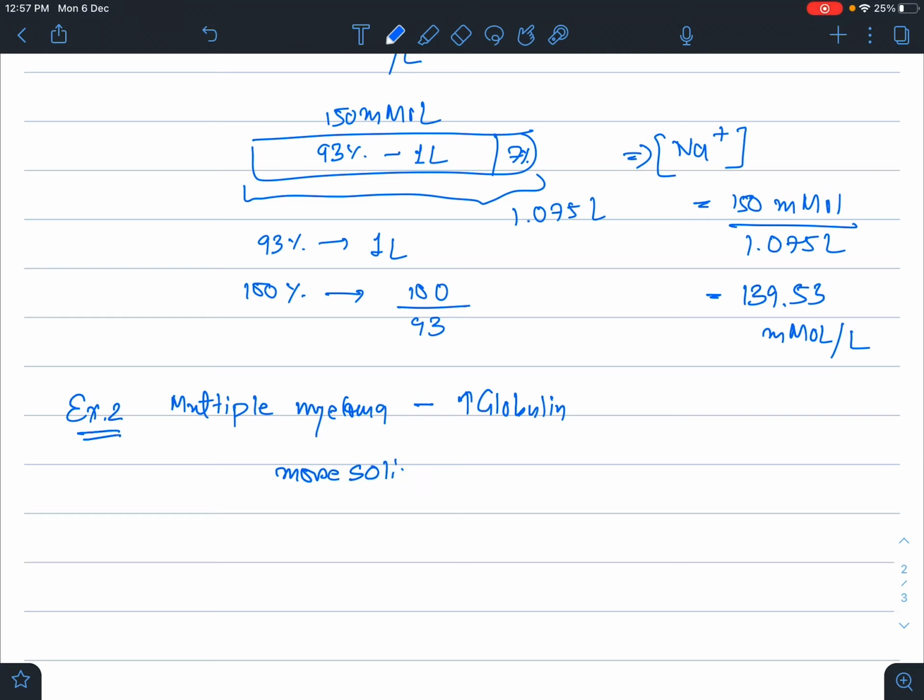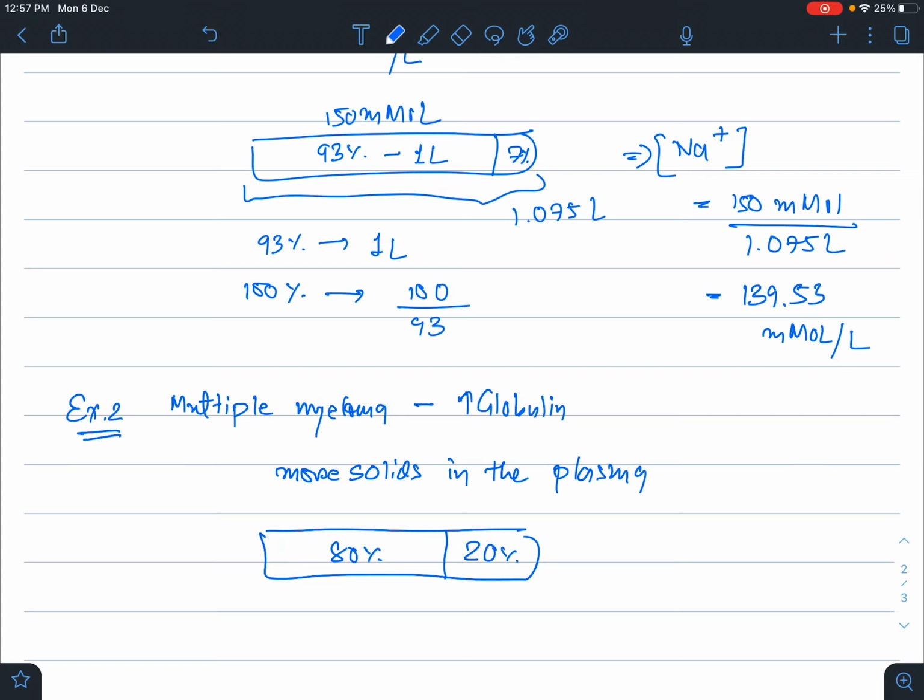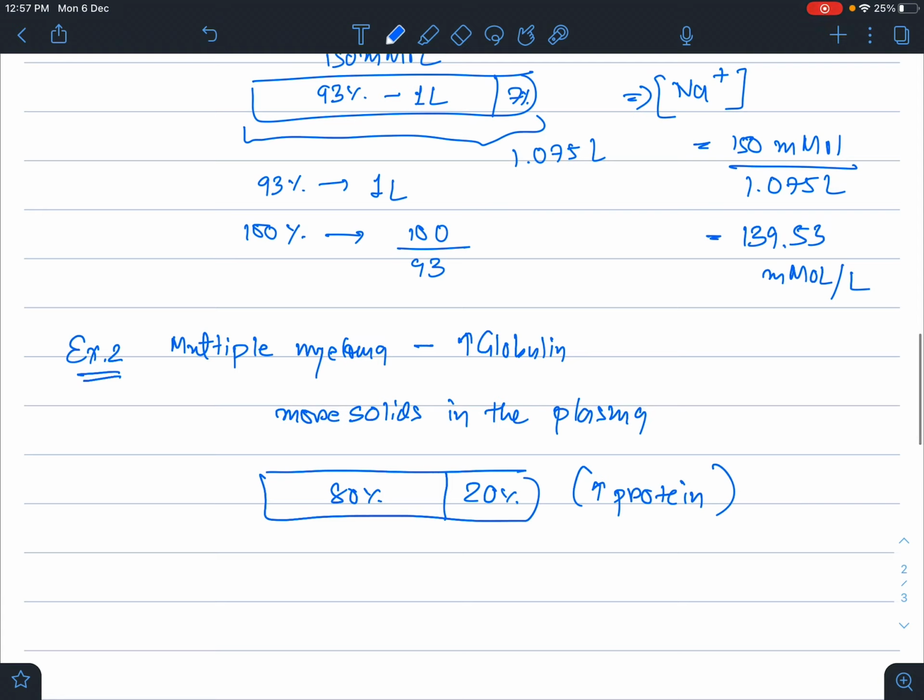More solids in the plasma. So let's say this 93 to 7% ratio will become simply 80% free water, not plasma water, and 20% solids. Why? Because we have an increased amount of protein or globulin, whatever you say. Now we know that the patient has a normal concentration.